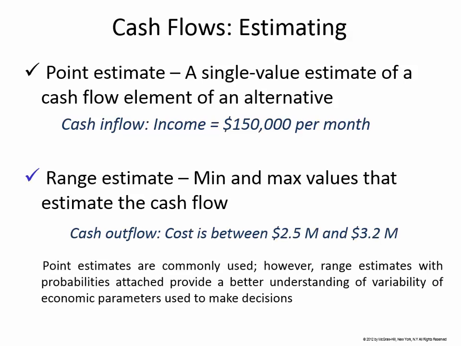A range estimate would maybe be, if you didn't know exactly what it was going to be, you'd put a bar around it, and you could maybe shade in that bar. And so you're saying your income is going to be between, in this example, 2.5 million and 3.5 million. And so the income could be somewhere in this range.